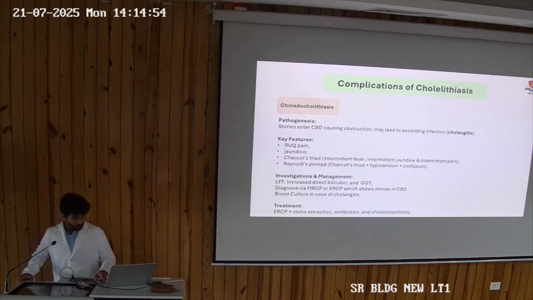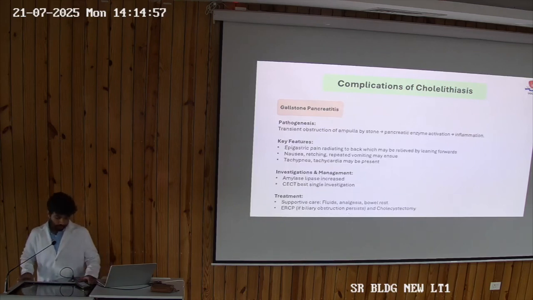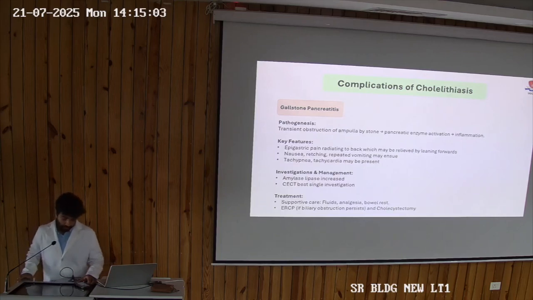A potentially serious complication is gallstone pancreatitis, which results from transient ampullary obstruction, which triggers enzyme activation and pancreatic inflammation. Patients often experience epigastric pain, which radiates to the back, which may be relieved by leaning forward. Additional signs include nausea, vomiting, and systemic features such as tachypnea and tachycardia. Lab tests show elevated amylase and lipase levels, and a contrast-enhanced CT scan is the best diagnostic tool, showing enlarged pancreas and signs of biliary obstruction.